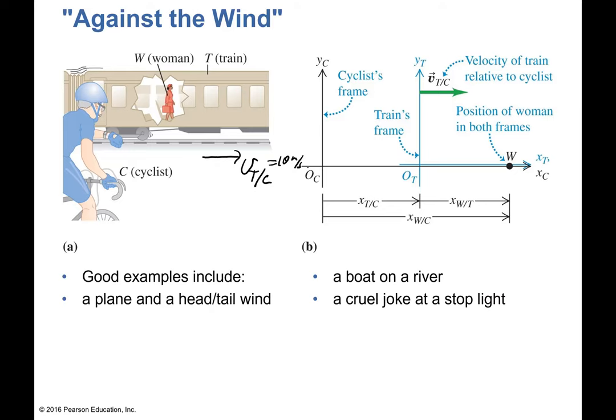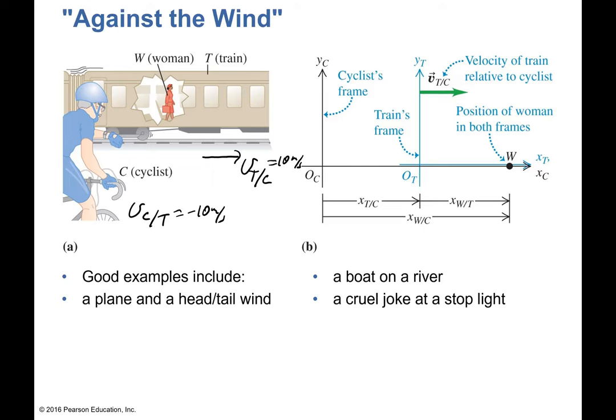So right now, if you have a cyclist standing there, you look at the train moving at 10 meters per second to the right. If you're sitting in the train and looking outside at the cyclist, you will see that the velocity of the cyclist relative to the train is negative 10 meters per second. Because if you're sitting in the train, it seems like the train is not moving, but the cyclist is moving back at 10 meters per second.